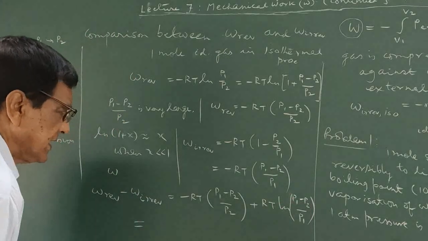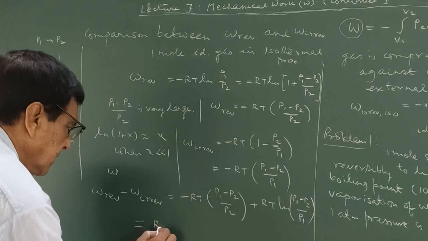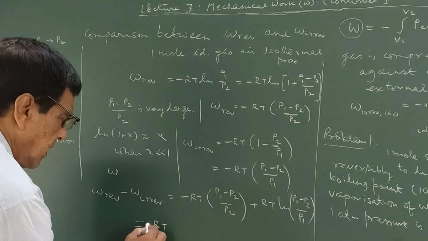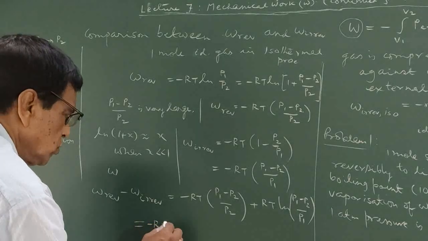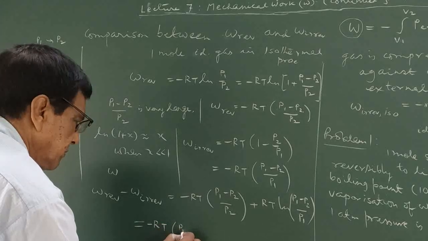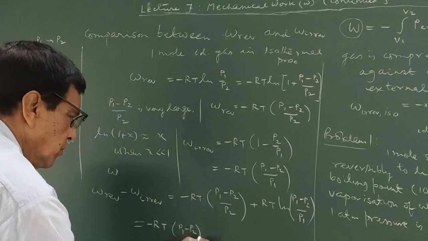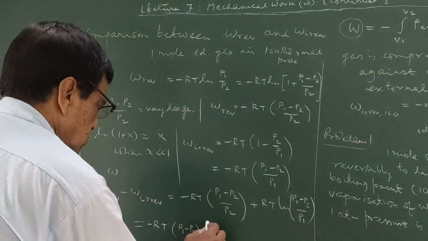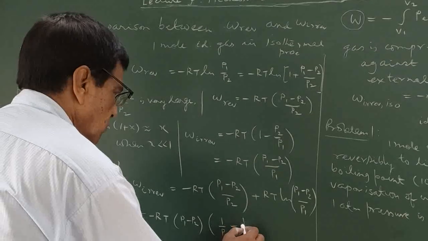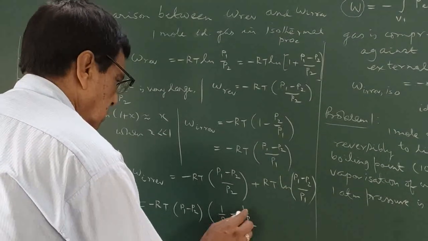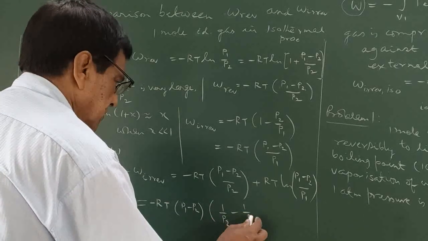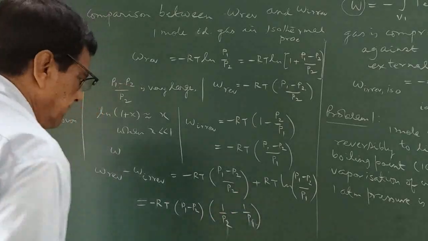All this difference, RT gets common, and minus, and P1 minus P2 also gets common, so it will be 1 by P1 minus 1 by P2. It is P2 minus taken common, and it is P1.